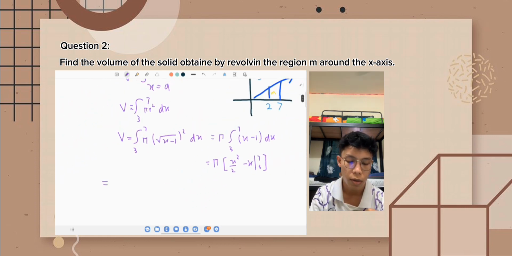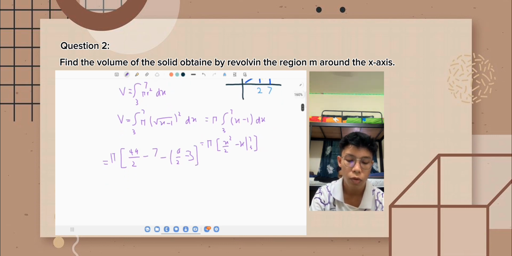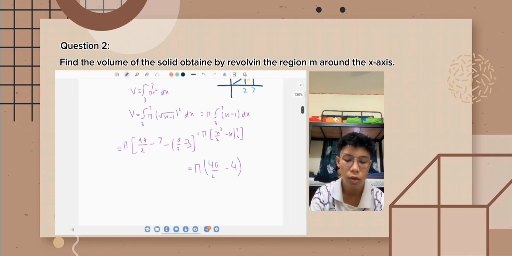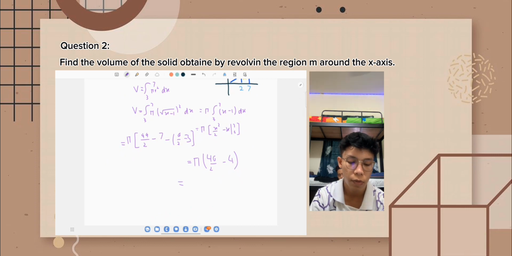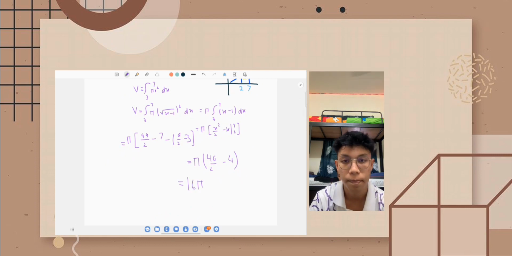And now we are ready to integrate. It's pi times x squared over 2, that's the integral of x, minus x, evaluated from 3 to 7, which will be pi times, plugging the 7 in first, 49 over 2 minus 7, minus plugging the 3 in, 9 over 2 minus 3. We get pi times 49 over 2 minus 9 over 2, which is 40 over 2, that is 20, minus 7 minus 3, which is minus 4. So 20 minus 4 is 16 pi cubic units.